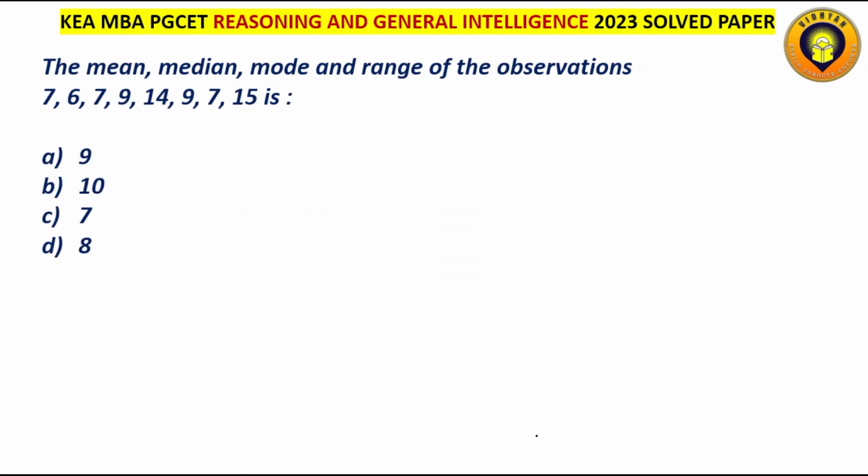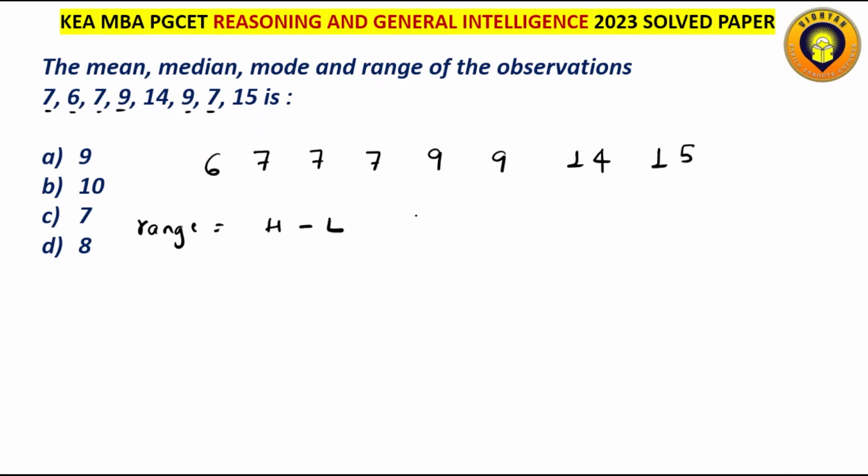The mean, median, mode and range of the observations. First, you have to arrange these observations in ascending order. 6 is the lowest number, so begin with 6, then 7. 7 is repeated 3 times, so 7, 7 and 7. Then 9 is repeated 2 times, 9, 9. Then 14 and 15. Now how to find the range? The range is highest number minus lowest number. 15 minus 6, which is 9.